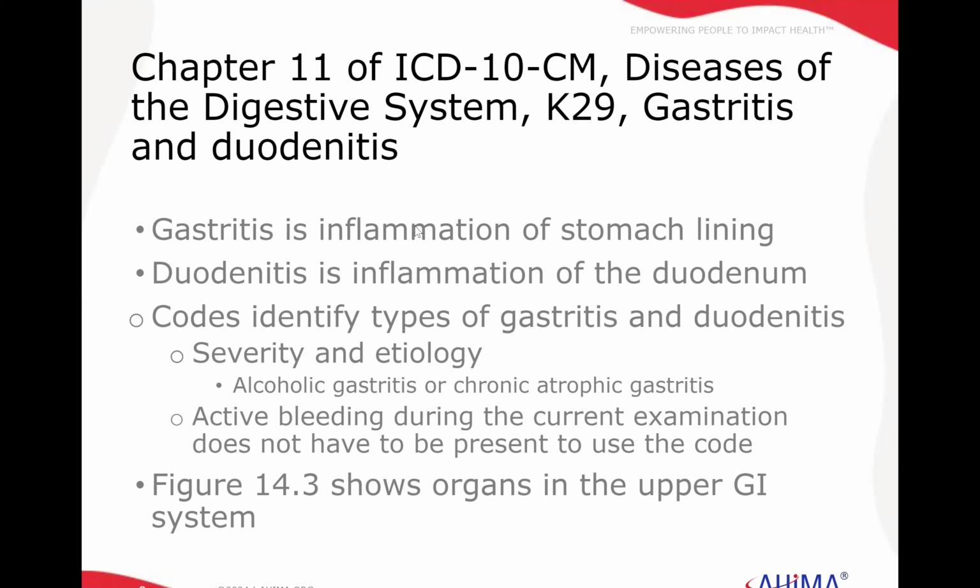When we use the term gastritis, of course, we're talking about inflammation of the stomach lining. Duodenitis is inflammation of the duodenum. And codes will identify the specific type of gastritis and duodenitis, along with their severity and etiology, such as alcoholic or chronic atrophic gastritis.